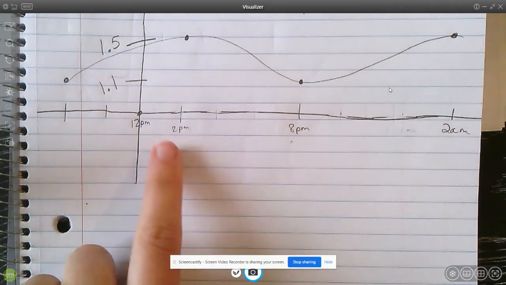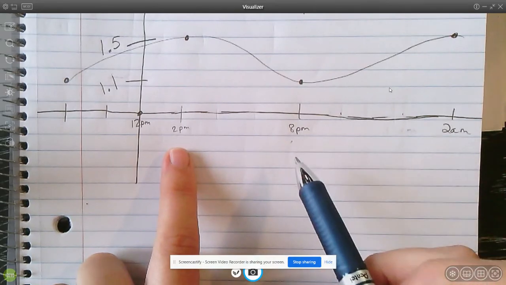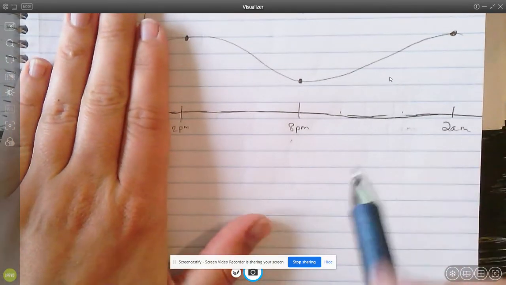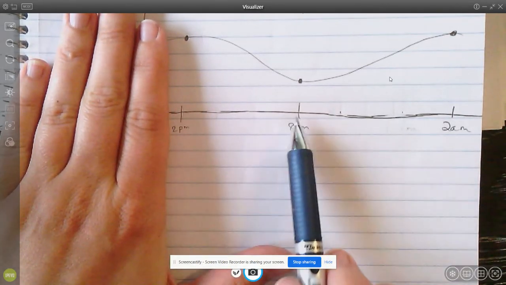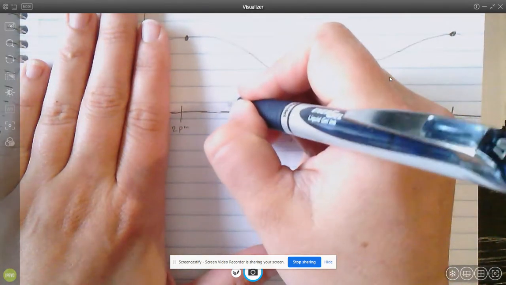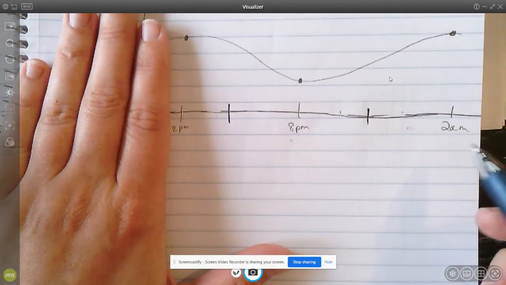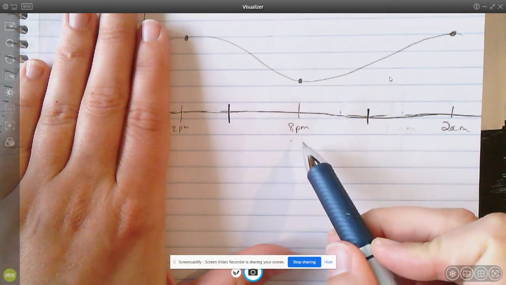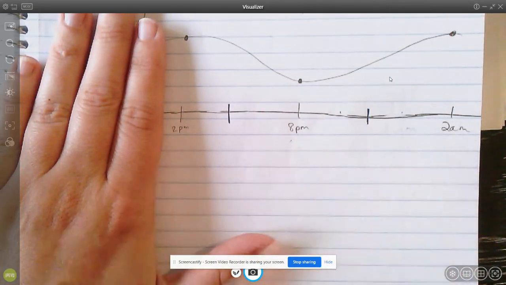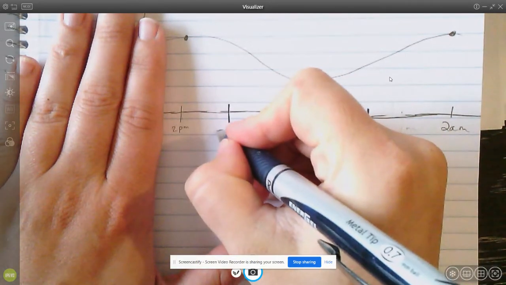Okay, so think about it this way. Let's pretend I get rid of this. If this was your starting point, this was your middle point, and this was your ending point, this is similar to having something here. So if this was at 2 p.m. and this is at 8 p.m., what's halfway in between 2 p.m. and 8 p.m.? So if you subtract them, it's 6, half of that is 3, so 3 hours. So this is 5 p.m.